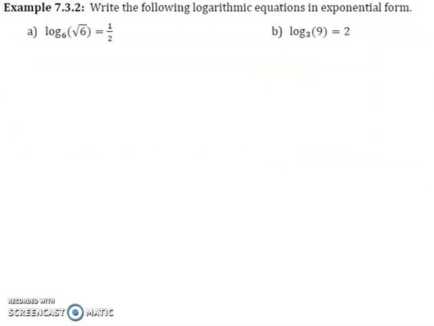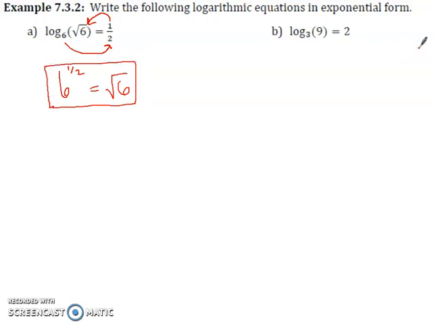I'm going to go ahead and practice writing these logarithmic equations in exponential form. So 6 is the base of my exponent. I go across the equal sign, and 1/2 is my exponent. And then I make a full circle back, and this will equal the square root of 6. This would be the exponential form of my logarithmic equation.